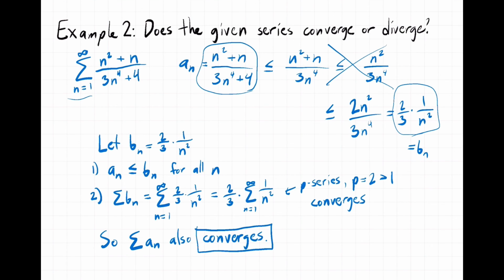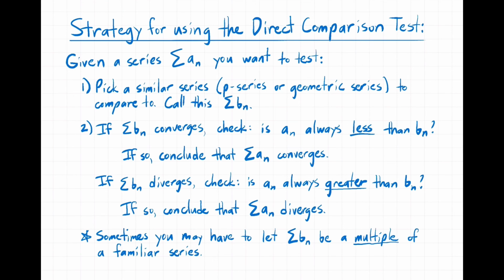Let's talk about our general strategy for using the direct comparison test. The strategy is, given a series, sum, n starts at wherever you want, up to infinity, of an, that you're interested in testing. First of all, an's must be positive. That is a requirement for this test. So, given that that's the case, two things you can try. One thing is, if you suspect you already know that your series either converges or diverges, then pick a series you are familiar with that you know whether it converges or diverges and try that.